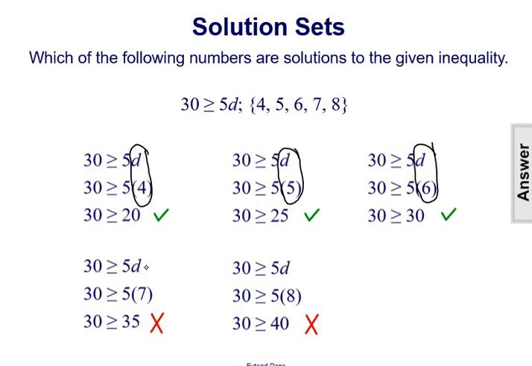This is versus if we substitute in 7 for the variable d and 8 for the variable d. Then you end up with 30 is greater than or equal to 35, which is not true. And you end up with 30 is greater than or equal to 40, which is not true. So the only numbers that can be a part of the solution set are 4, 5, and 6. We have to exclude the 7 and the 8 because they produced false statements. So 4, 5, and 6 are the only solutions in this case out of that solution set.